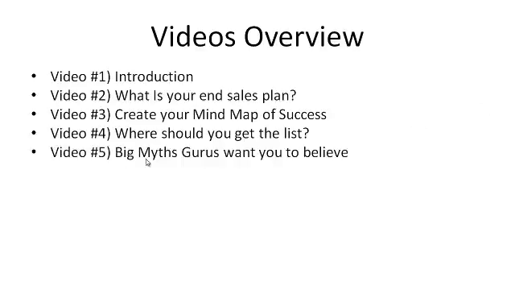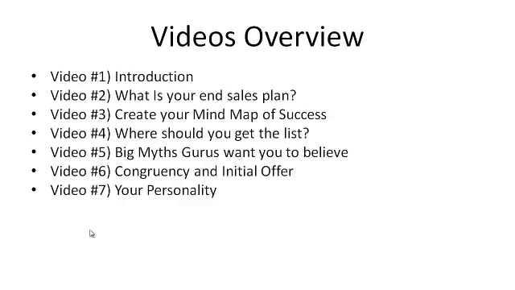I'm going to talk about big myths gurus want you to believe so that you can get that out of your head. Video number 6 is congruency and initial offer. The initial offer is key. Number 7 is your personality. Believe it or not, birds of a feather flock together. We heard that saying over and over again. Basically what that means is people that like you will like you. People that don't like you won't like you. So you got to figure out who you are, your personality, and build that.